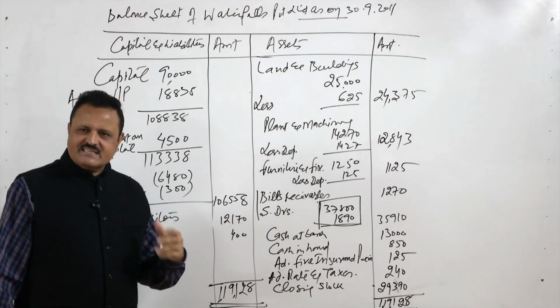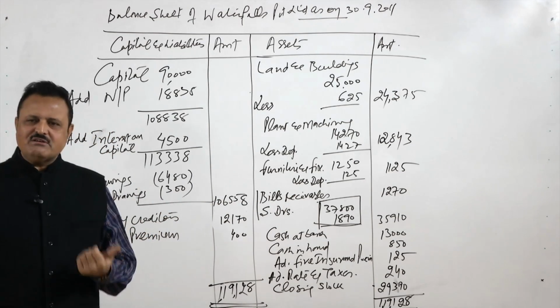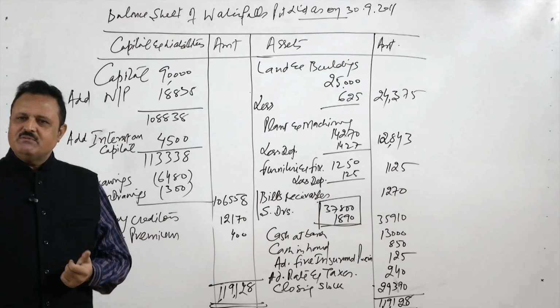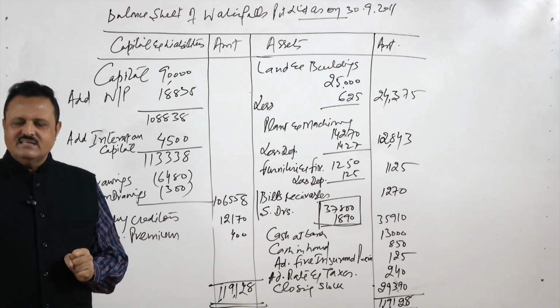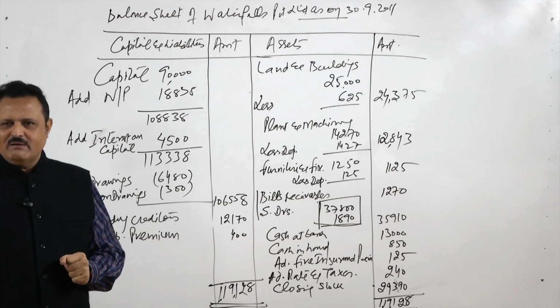So, if any bill is created, drawn and accepted by two parties on each other, without any real sale of goods and services, then that bill is called an accommodation bill.